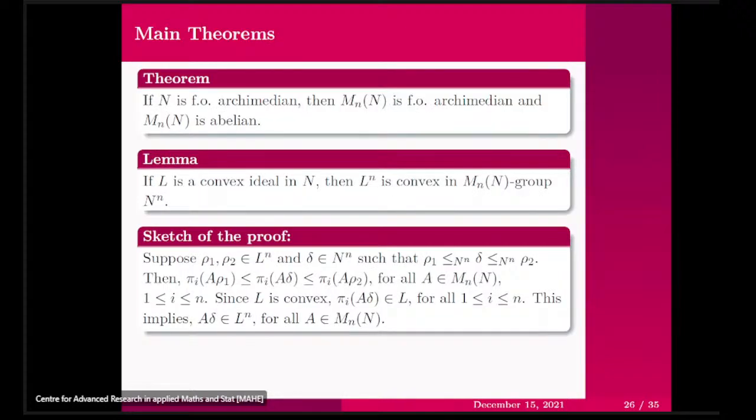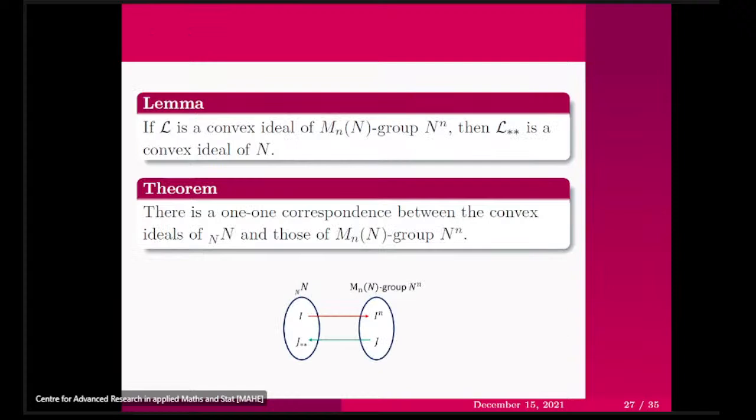Now I have listed some main results. If N is a fully ordered Archimedean near-ring, then M_n(N) is fully ordered Archimedean and abelian. If L is a convex ideal of N, then the corresponding ideal L^n is convex in the M_n(N)-group M^n. Similarly, if L is a convex ideal in the M_n(N)-group M^n, the corresponding ideal L** is convex in N. So there exists a one-to-one correspondence between the convex ideals of N and the convex ideals of the M_n(N)-group M^n.